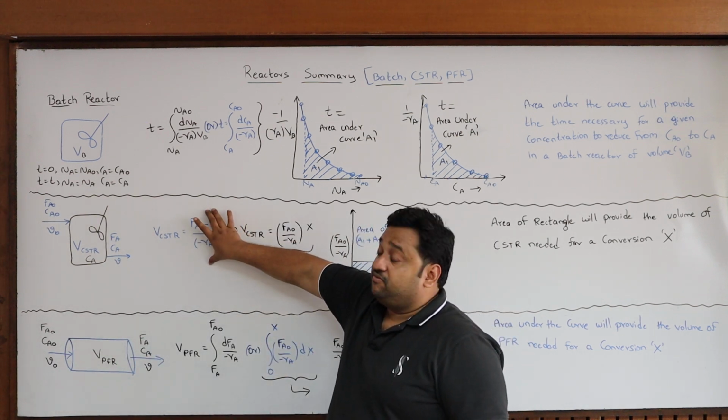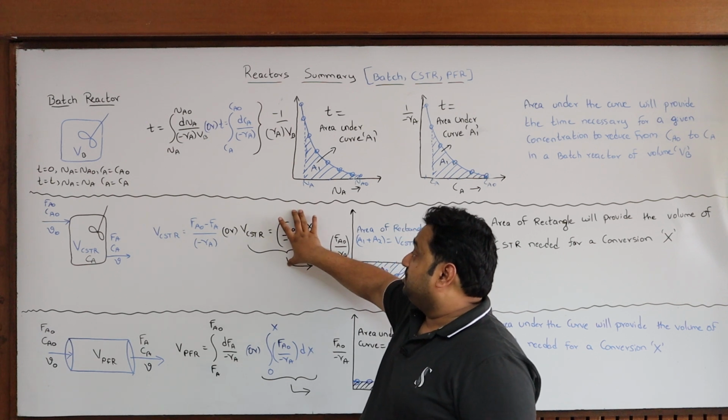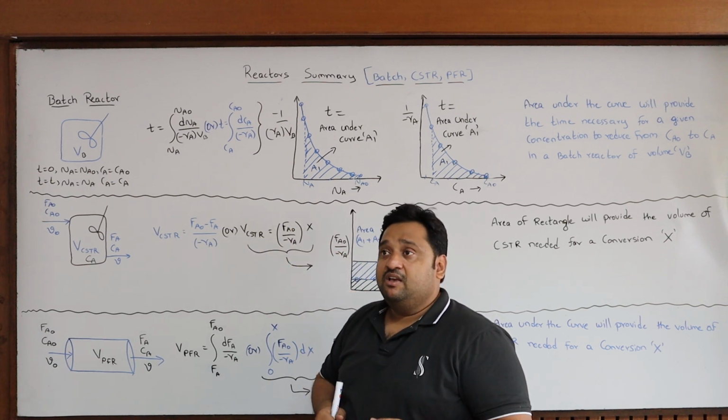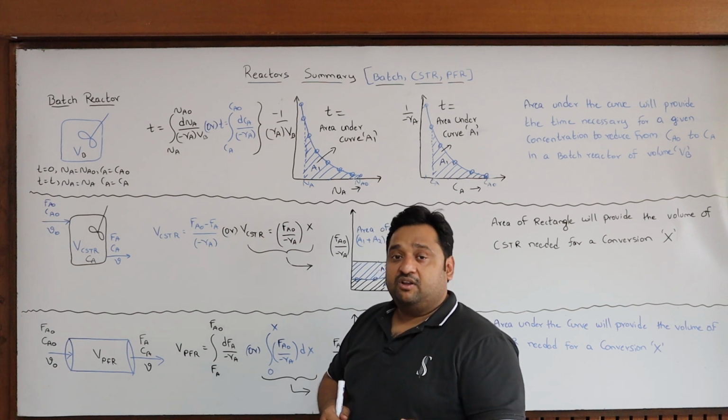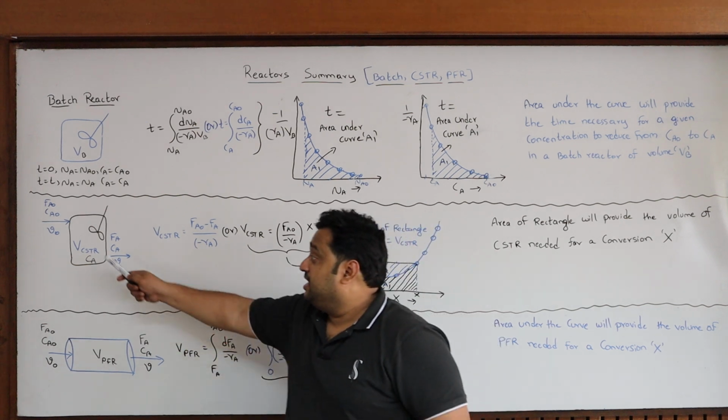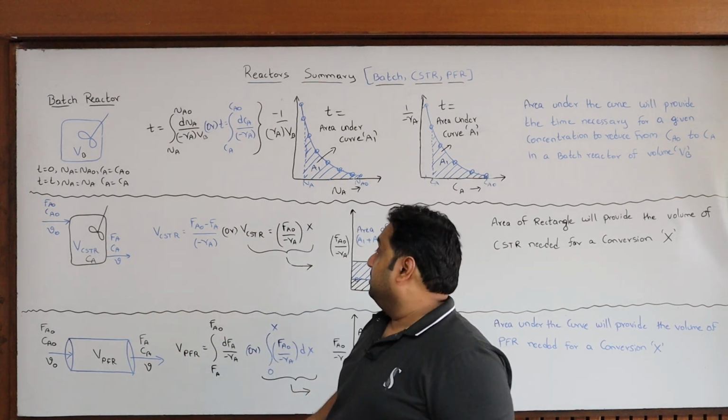Similarly, this is in terms of flow rates and this is in terms of conversion. What is the volume of the CSTR required for a given conversion, that is, for 80% reaction, for 90% reaction, for 50% reaction?